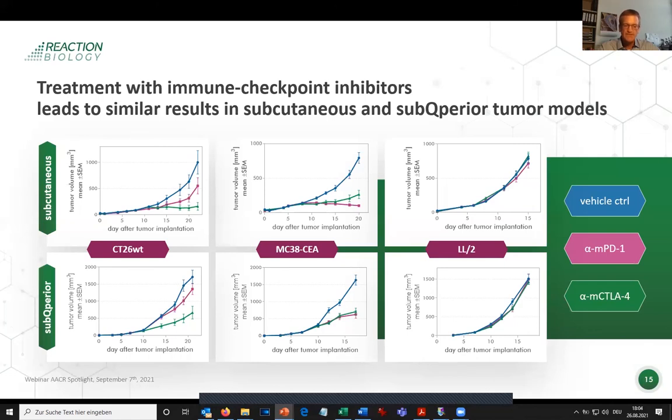In blue is vehicle control. The purple curves show the efficacy of anti-PD-1 treatment, and the green curves show tumor volumes of mice treated with anti-CTLA-4. Comparing the response in subcutaneous and SubQperior models, we didn't find a notable difference.